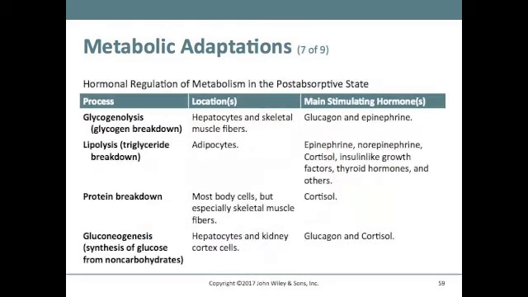And this table is on page 1025, table 25.4. It summarizes the hormonal regulation of the metabolism in the post-absorptive state. So please review this slide on your own time.